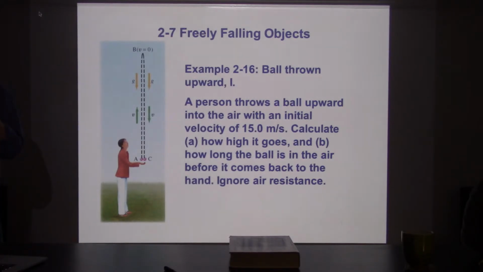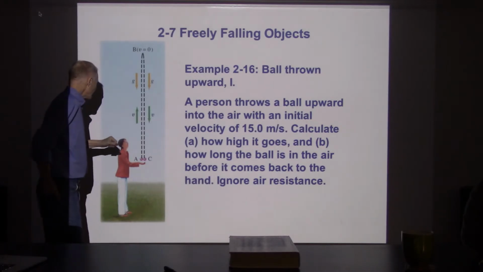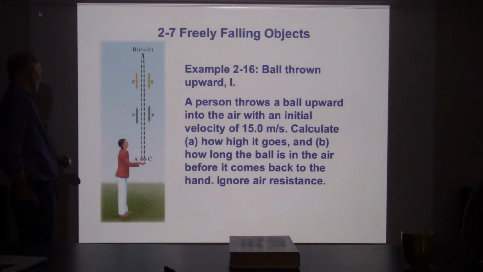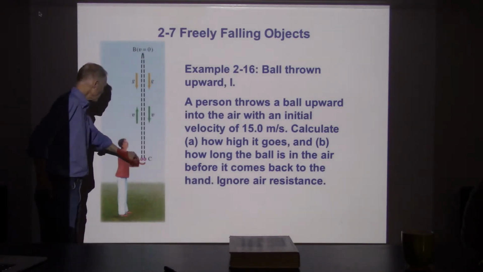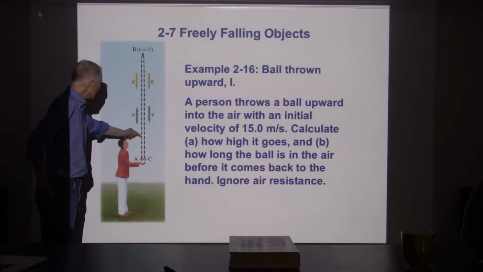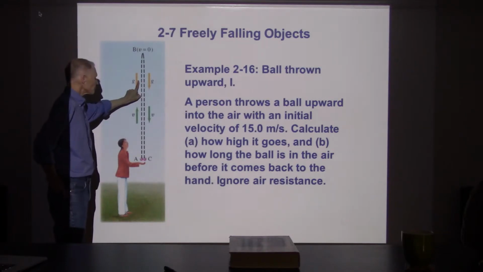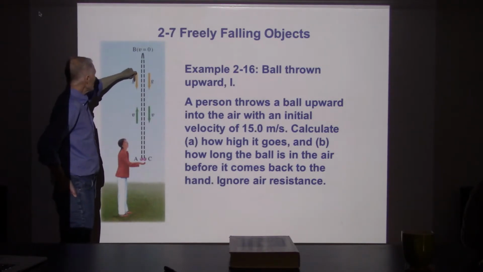Freely falling objects. Here's another example. So we're starting here. Now this is kind of interesting. I'm not sure how this thing is being thrown, but it is. So what we're going to do is throw this object. There it is heading upwards. Now its velocity is in this direction, but the acceleration is downwards.